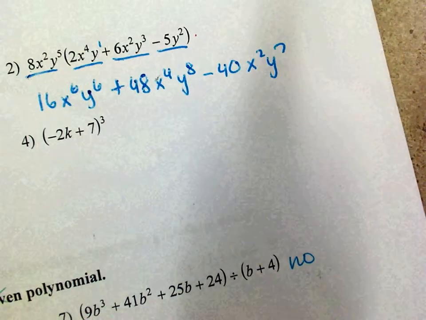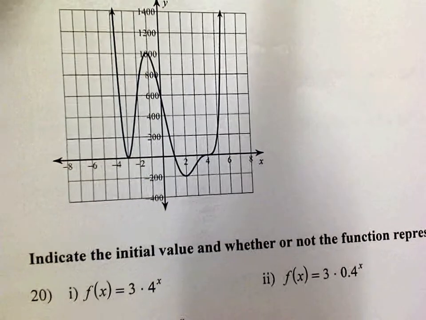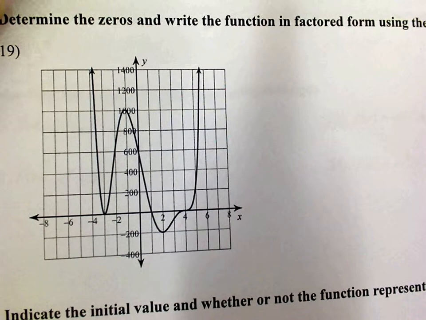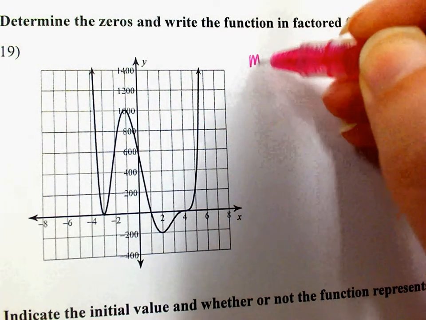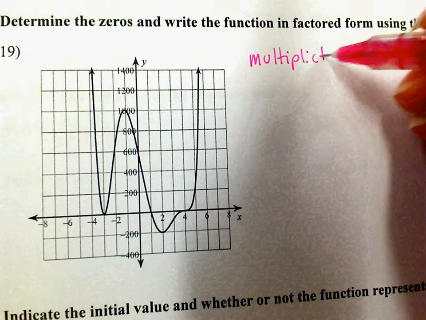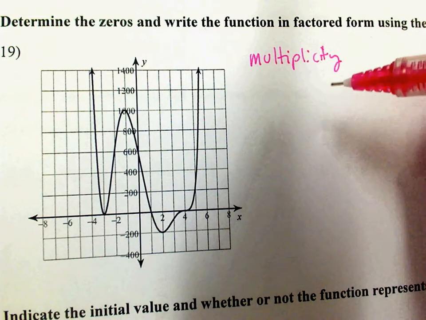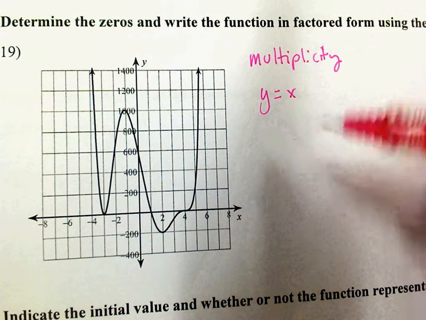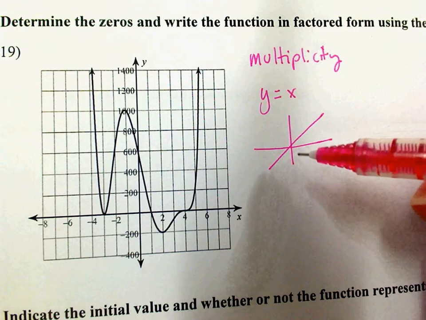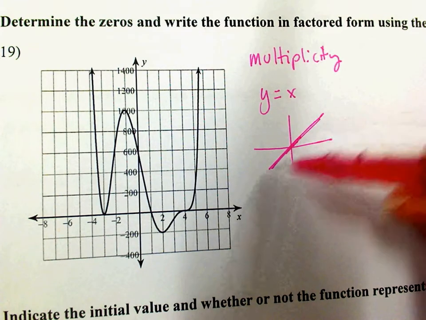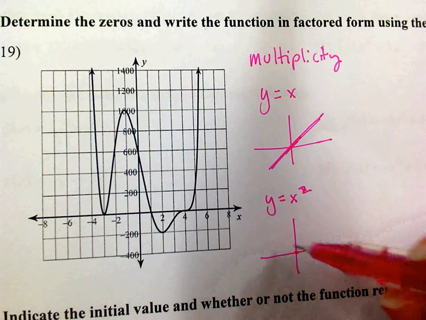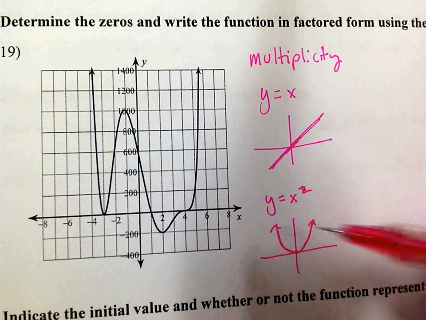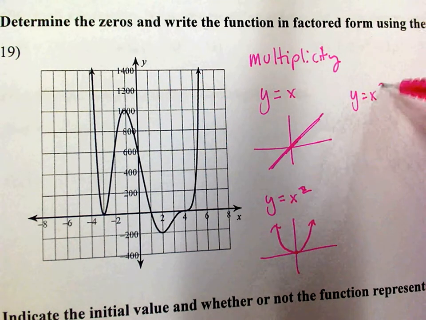Okay, so this one says determine the zeros and write the function in factor form. You have to remember that the multiplicity of a 0 determines how it crosses the x-axis. If you just think about y equals x, that's a linear function. It crosses through the x-axis, through the origin, and goes straight through it. If you think about y equals x squared, it equals 0 at 0, but it actually bounces off the graph. If you think about y equals x cubed, then it does cross through, but it crosses with a wave.